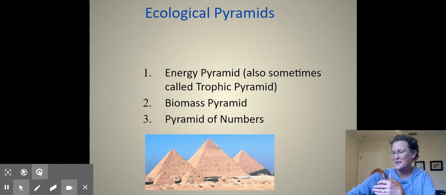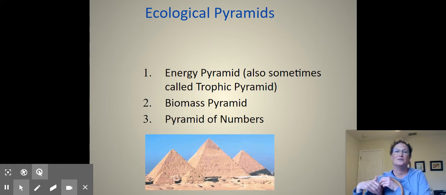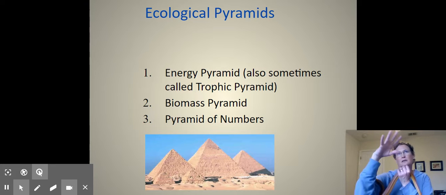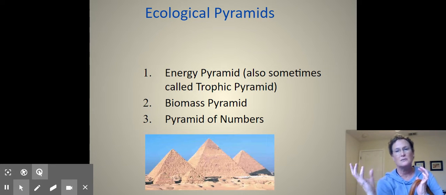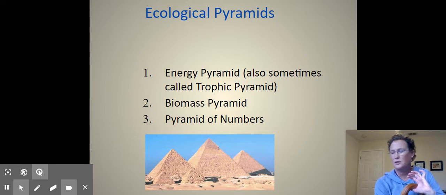So ecological pyramids, there's three main types of ecological pyramids. There's energy pyramids, also called trophic pyramids. Trophic means eating. There's biomass pyramids, how the mass of living things moves throughout a pyramid. And then there's a pyramid of numbers, and we're going to talk about that also.